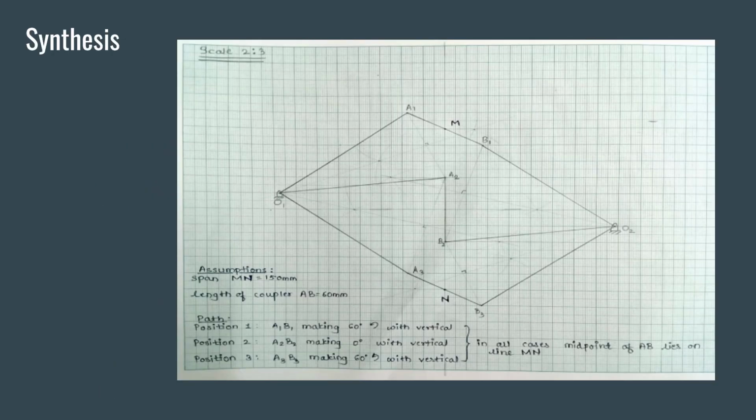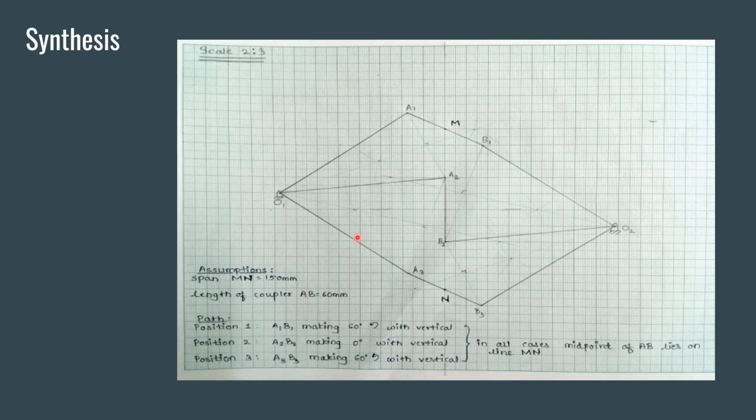Now coming towards the synthesis of Watt's linkage, the main aim of the synthesis is to find the lengths of links which are to be used for fabrication purpose. And for that reason we have used two methods, the graphical method and the second one is the analytical method, so that we can verify the results later on. So now let us start with the graphical method.